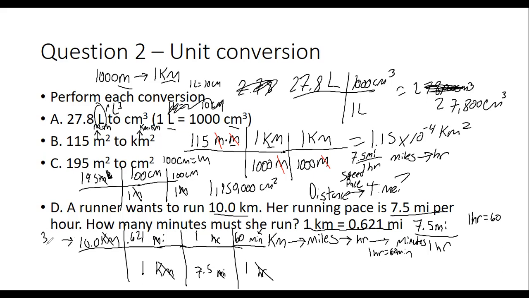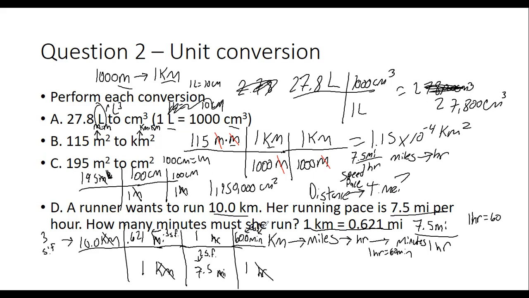That 10.0 has 3 Sig Figs. 7.5 has 2 Sig Figs. 0.621, 3 Sig Figs. 60, it can actually go further, 3 Sig Figs as written.